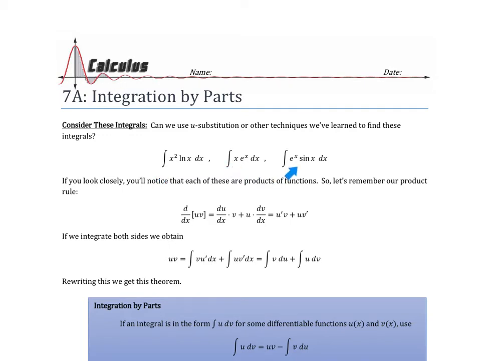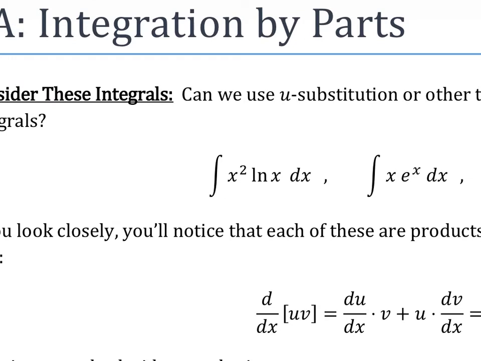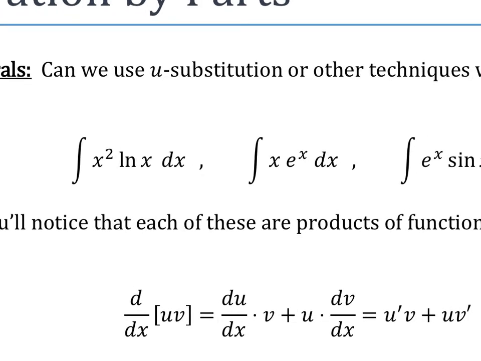Well, if we look at these ones, we're going to run into problems with all of them. We might try u substitution. Maybe u equals x squared and du is 2x. Well, there's kind of an x in there, but it's in a log. That's just ugly, and that's just a problem. How about this one? e to the x. Well, e to the x is fine. However, we got this x times e to the x out here.